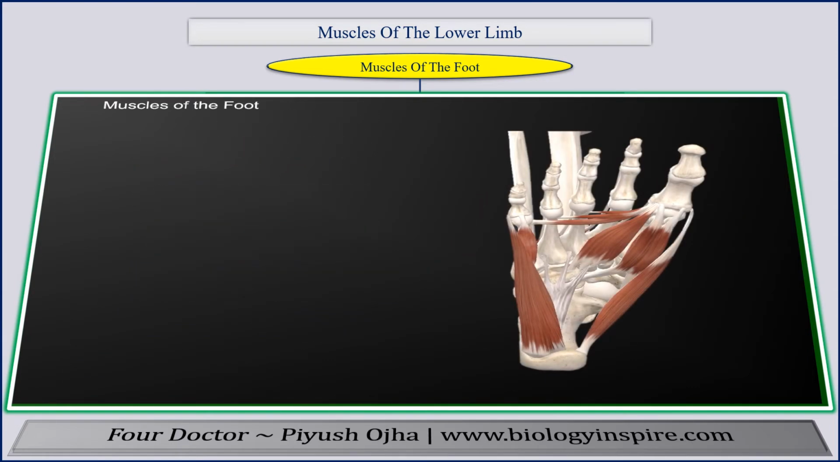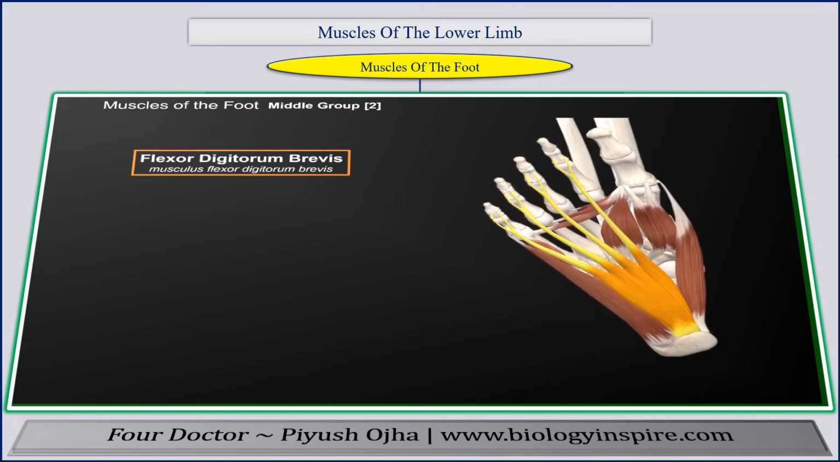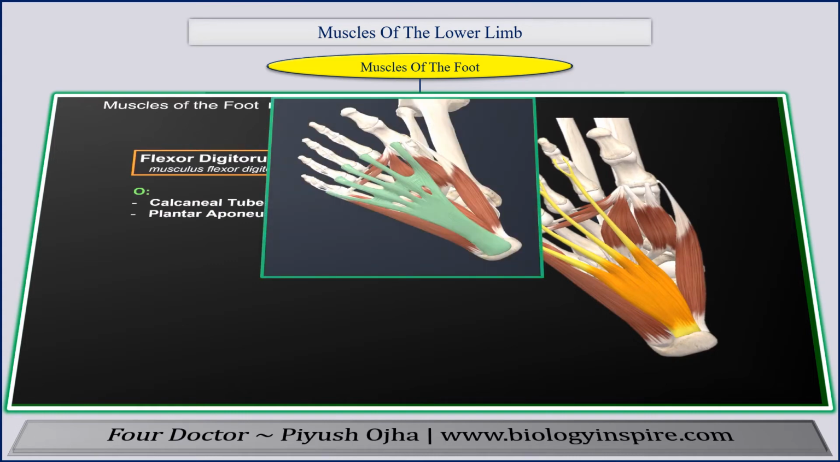Now let's cover the muscles of the middle group. One thing all of these muscles have in common is that they maintain the longitudinal arch of the foot, and they're all innervated by the lateral and the medial plantar nerves. Alright, the first one is the flexor digitorum brevis, which is this one. It originates from the calcaneal tuberosity, as you see here, as well as from the plantar aponeurosis, which is the plantar ligament that is a part of the fascia of the foot.